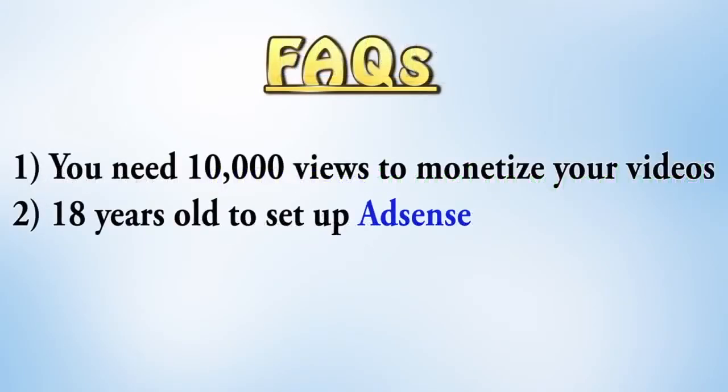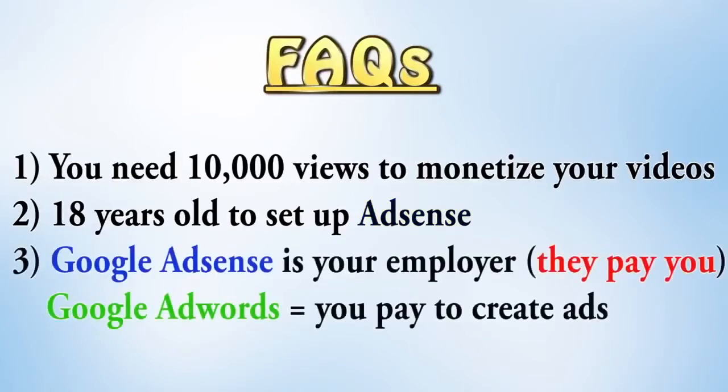Number two, yes, you need to be 18 years and older to set up an AdSense account. So if you're under 18 years old, then get a guardian or a friend or a relative to help you set up AdSense. Sometimes people ask, is Google taking money from me or are they paying me money? Google AdSense pays you money for content that you post on your YouTube channel and on your blogs. Whereas Google AdWords, this is where you pay Google in order to create ads to display on other people's websites or YouTube. So this is the difference.